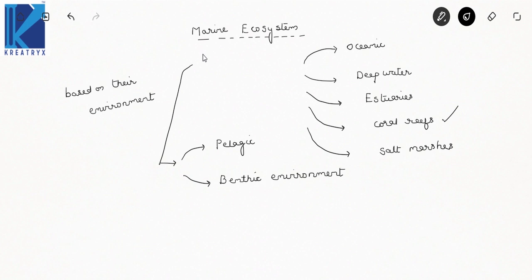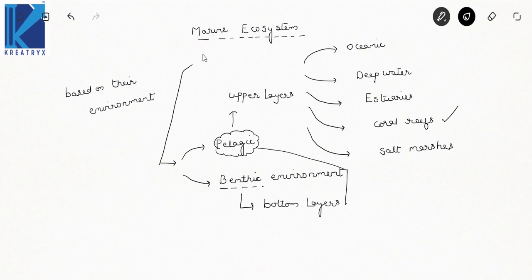Right. Now what do you mean by pelagic? Pelagic is nothing but upper layers. Already you have discussed this in ponds and lakes, right? Upper layers. Now what do you mean by benthic? The benthic zone in lakes and ponds, right? Bottom layers. And again observe, this pelagic environment is again divided into two types.